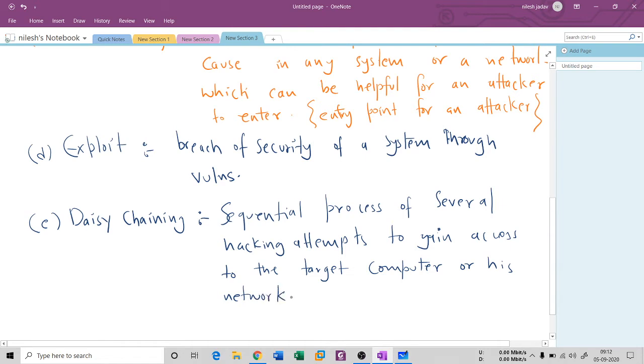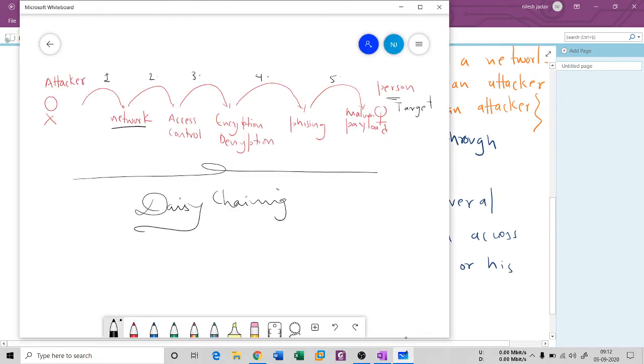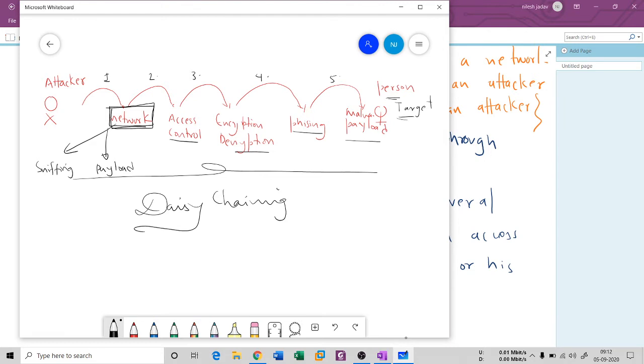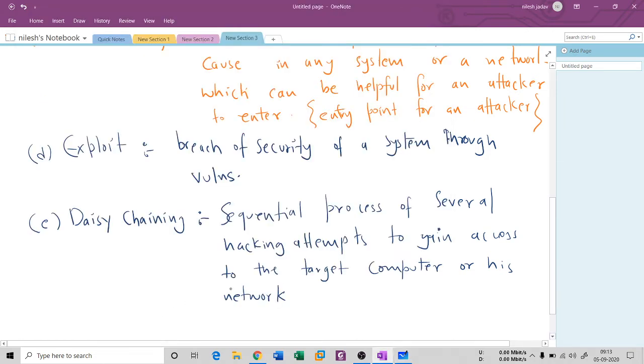As I showed in this diagram, there are several attacks that he is performing. There might be a chance that he will use only one attack, but different aspects of this attack. So he can use sniffing, and the same information he will use, or maybe after sniffing he can add a payload in this traffic. So it is only one attack, but he will use different aspects of it on this target. He will not use different attempts, only one attempt but different aspects of it, using the same information from the previous attempt. So this is daisy chaining.